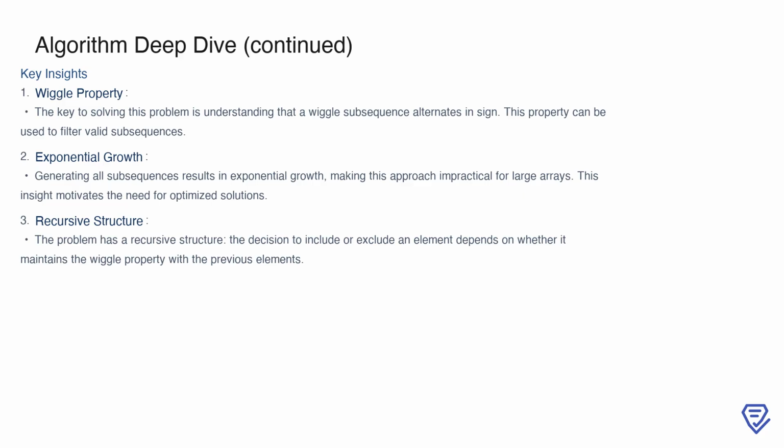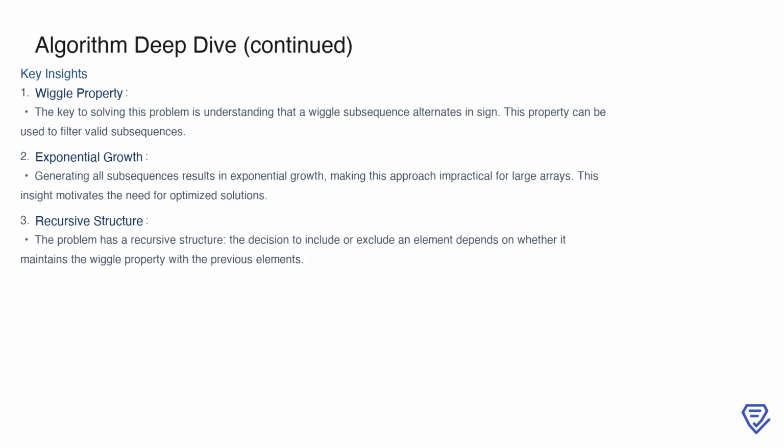To better understand the problem and why the brute force approach is inefficient, let's delve into some key insights. First, the wiggle property is central to this problem. A valid wiggle subsequence must alternate in sign, and this property is what guides us in filtering the subsequences. Second, the process of generating all possible subsequences involves exponential growth as the size of the input array increases, which is why this approach quickly becomes infeasible for larger arrays. This exponential growth highlights the need for more efficient methods.